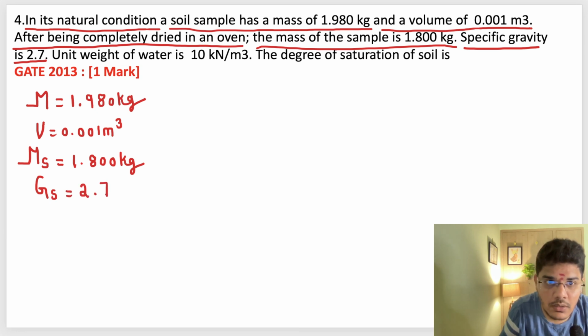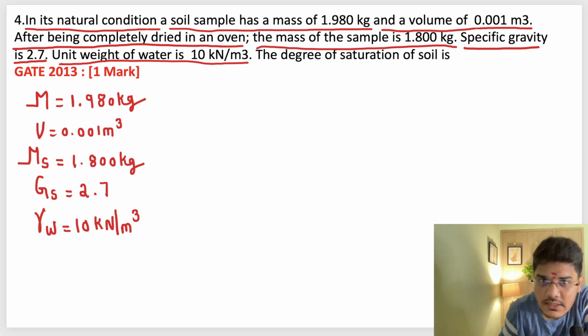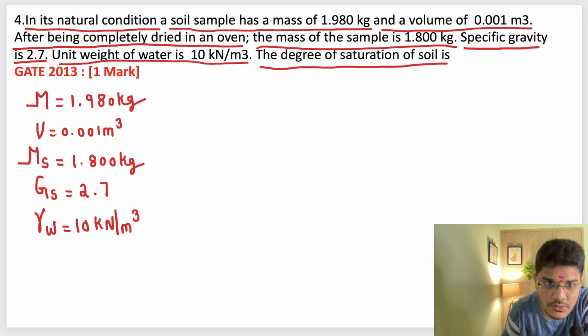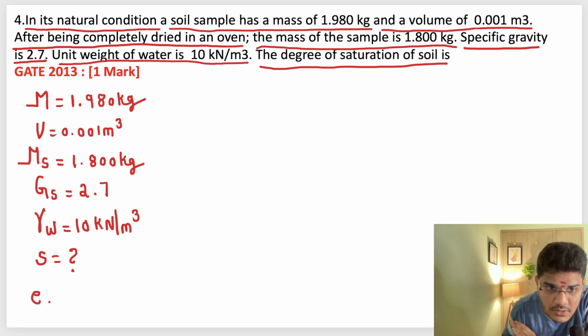And one more thing, unit weight of water is equal to 10 kilonewton per meter cube. Gamma_w also he has given. So what he is asking, the degree of saturation of the soil. So S is equal to what? So we know the relation actually. To calculate S, we know the relation. What is the relation? e into S is equal to G_s into w.